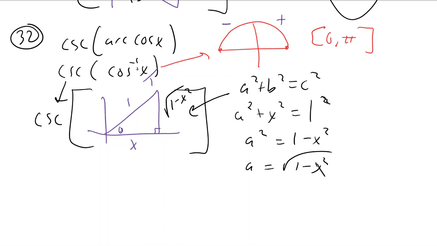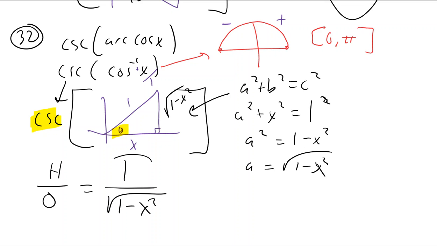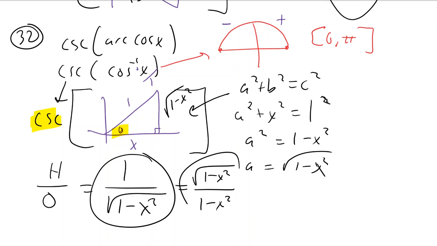And then finally, we can use this outside part. It wants to know what's the cosecant of this angle. Cosecant is always hypotenuse over opposite. So we've had the hypotenuse a while. Pythagorean theorem gave us the opposite. And you're welcome to leave your answer like this. But if this is a multiple choice question, we will probably rationalize it before we list it as a choice.